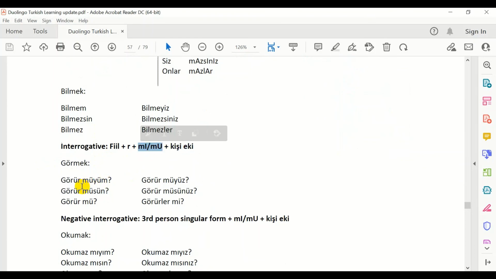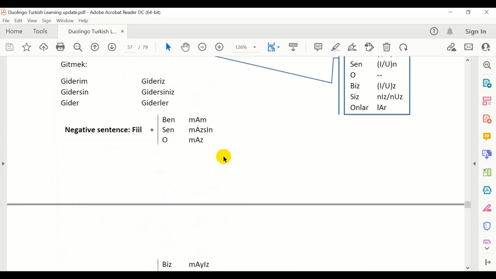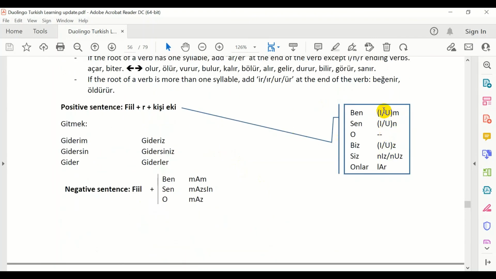For example, görür müyüm, it means do I see. Görmek, to see. Görür müsün, do you see. Görür mü, görür müyüz, görür müsünüz, görürler mi. You can see these personal suffixes in this table here. You have this four-way vowel harmony here. You can choose the relevant one.